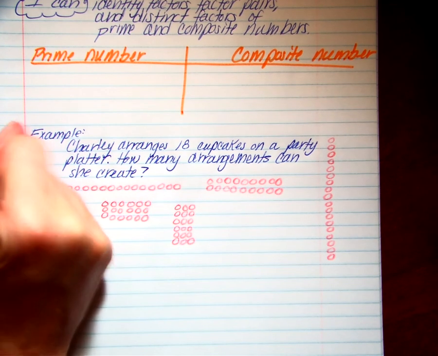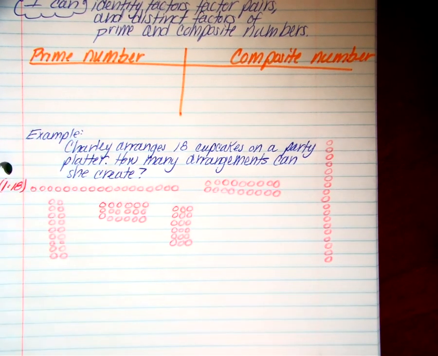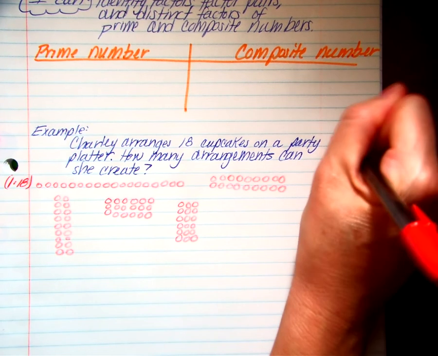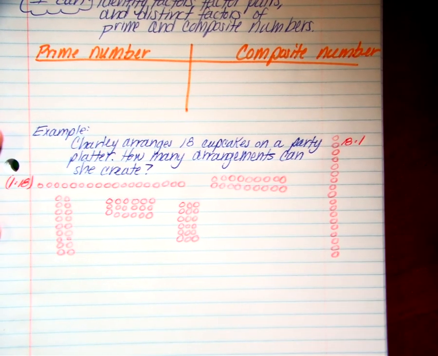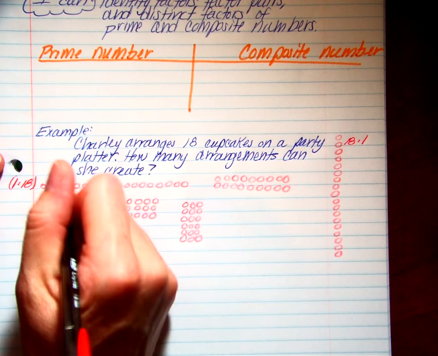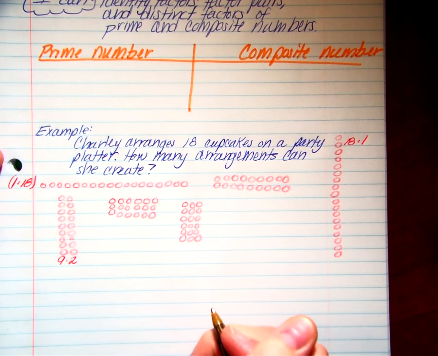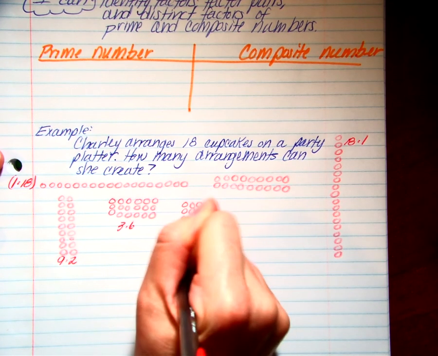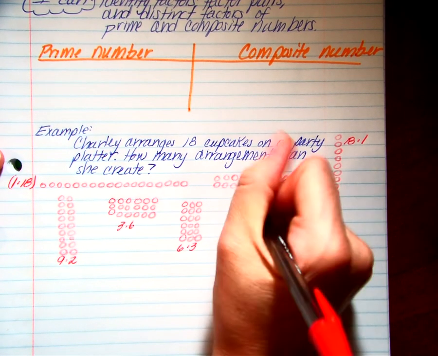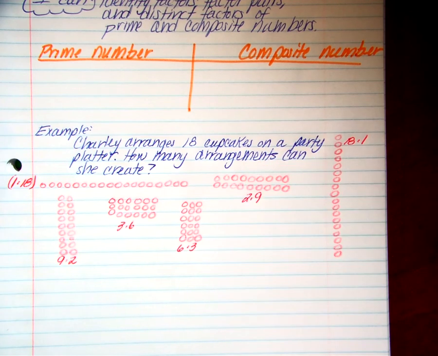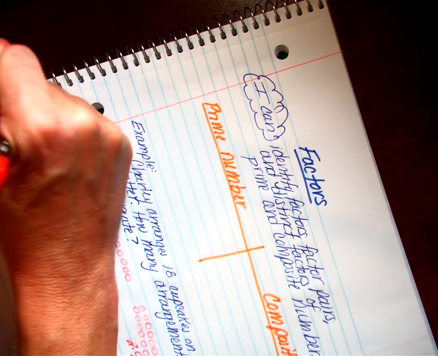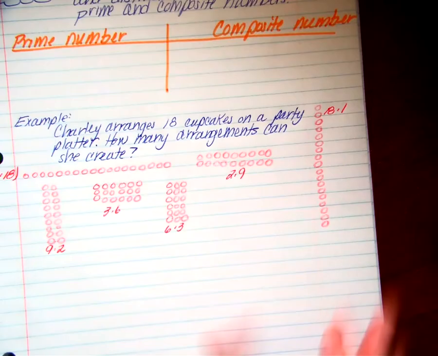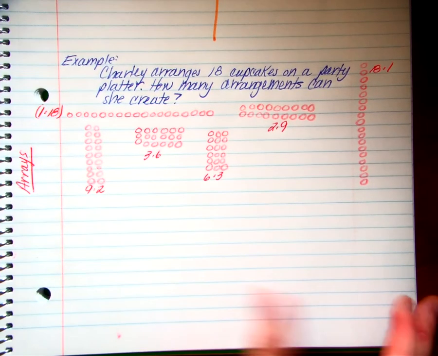I do have one row of 18, right? 1 times 18. Or I have 18 rows of 1, 18 times 1. I did 9 rows of 2, 9 times 2. I did 3 rows of 6, 3 times 6. But then I did 6 rows of 3, 6 times 3. I did 2 rows of 9, 2 times 9. Okay, so all of these are arrays. They're all arrays. They created a series of factor pairs.